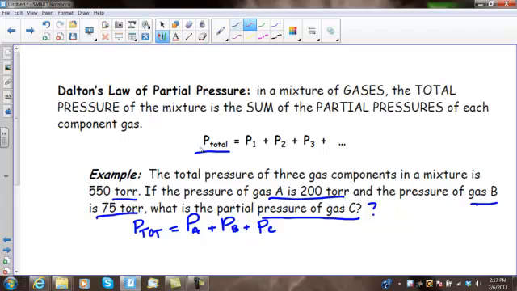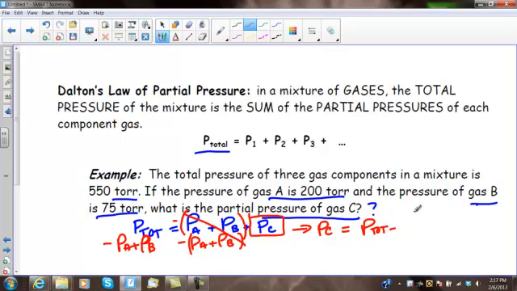Okay? Now remember I tell you all the time, when you're trying to isolate a variable, you have to do the opposite. So if I've added these, I need to subtract them. So A plus B, we're going to subtract from both sides. So minus PA plus PB, minus PA plus PB. So these cancel. And I'm left with PC, the pressure of C, is equal to the P total minus PA plus PB.